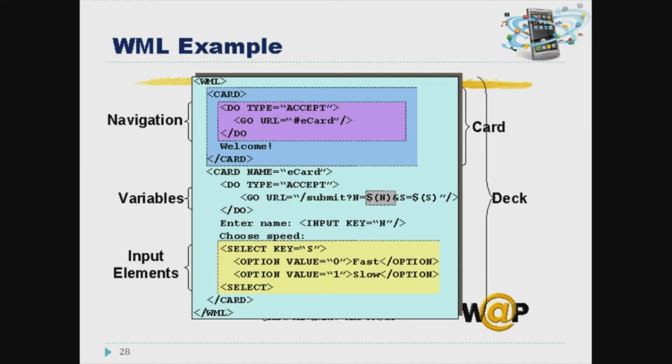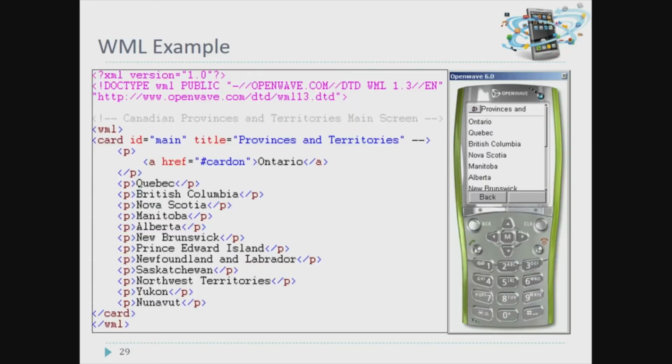So these are examples that show you the structure of the WML document. Okay, another example here. XML version 1.0, document type WML. So this is the first element of WML, open and close, and then card. Okay, ID, title, main.